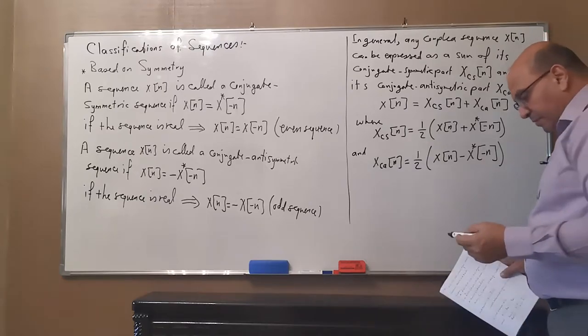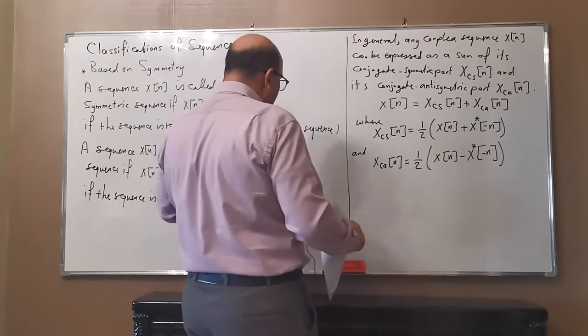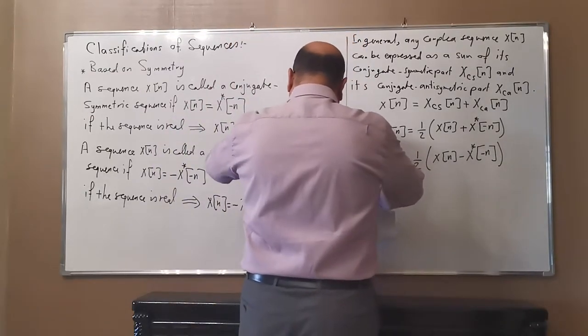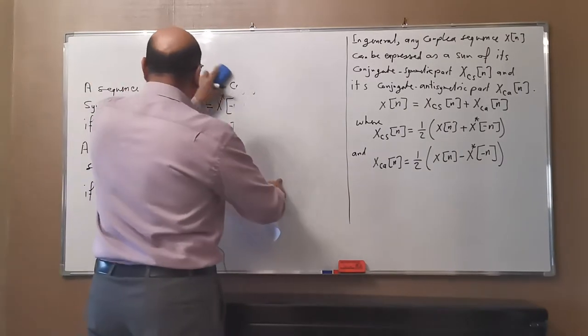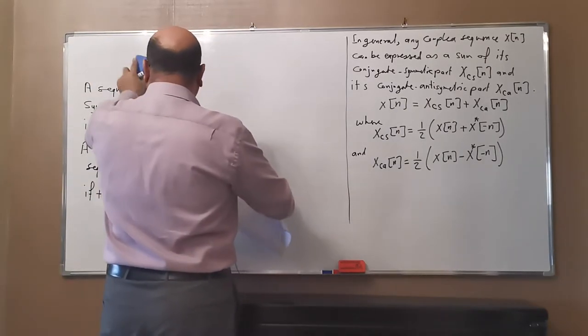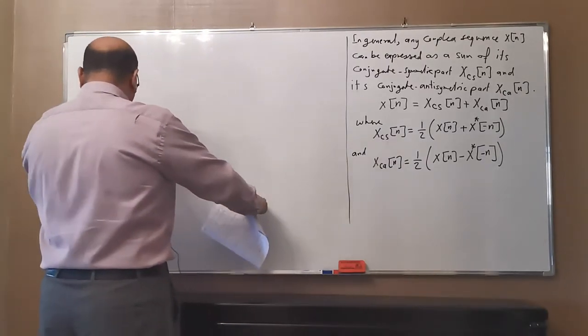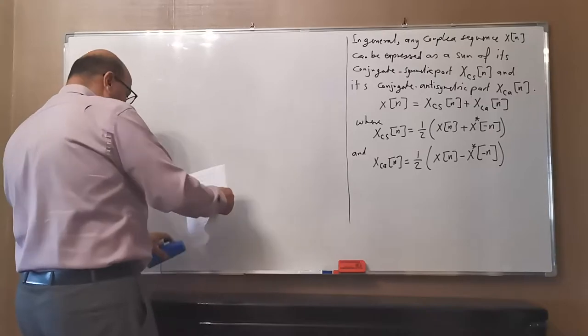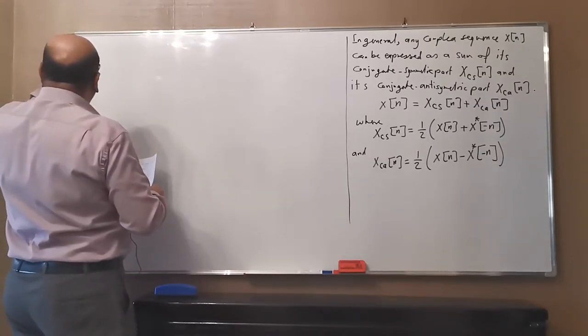Okay, let's take an example and see how can we calculate or find, if we have a general complex sequence, how can we find the two parts of it, the conjugate symmetric part and the conjugate antisymmetric part. Okay, so we'll have an example.